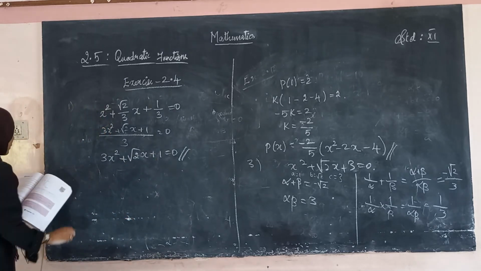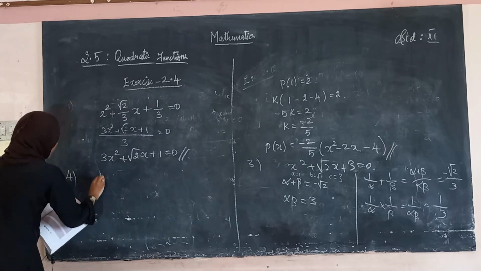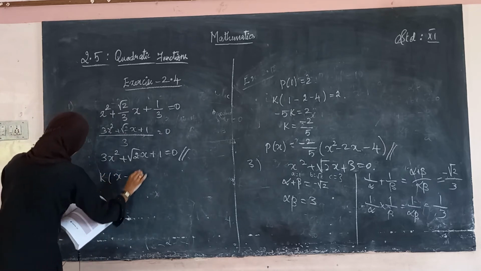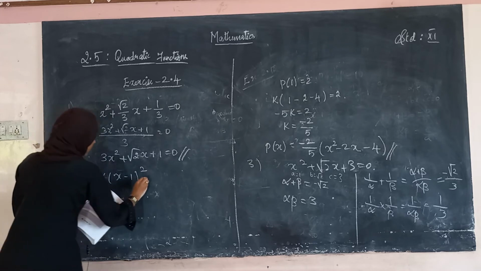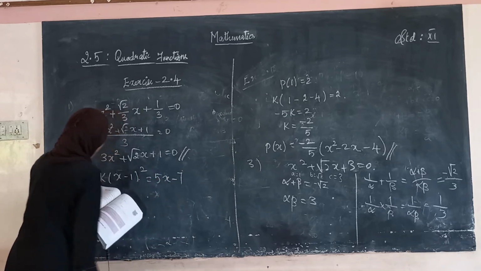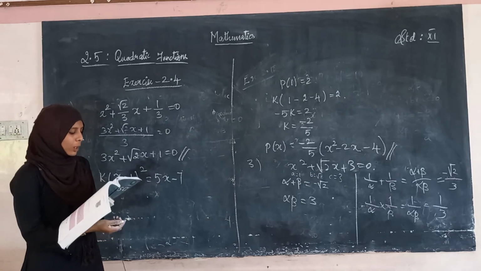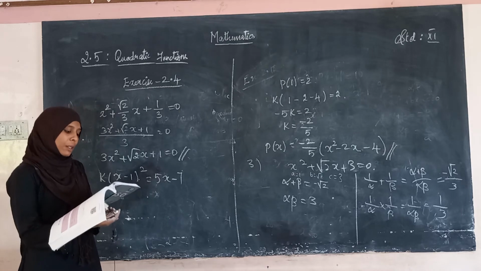Okay, now the fourth sum. This is the given equation: if one root of k into (x minus 1) the whole squared is equal to 5x minus 7 is double the other root.